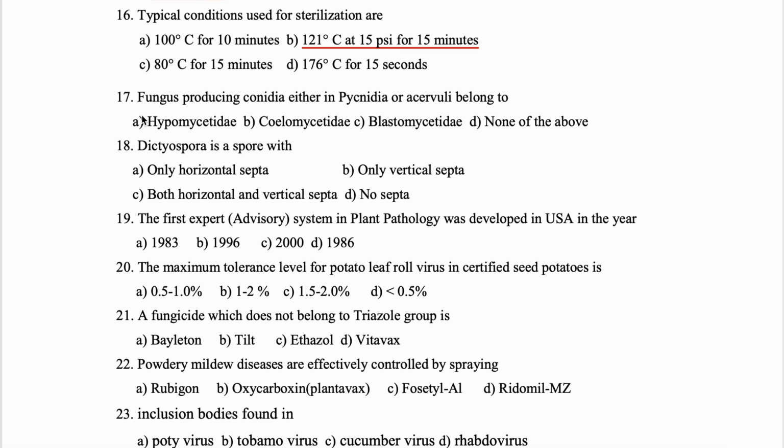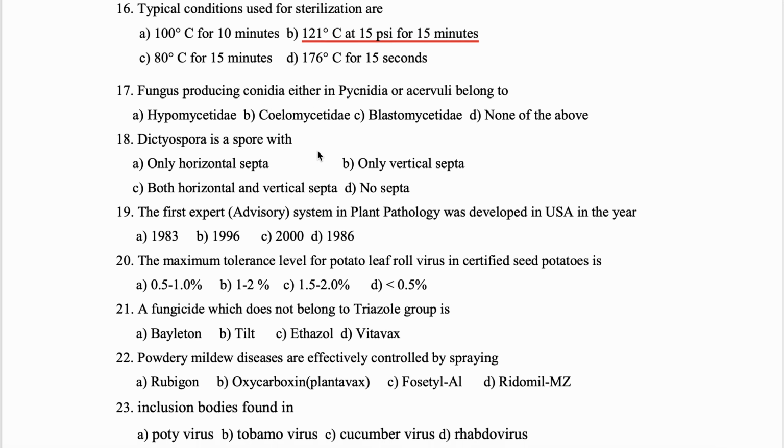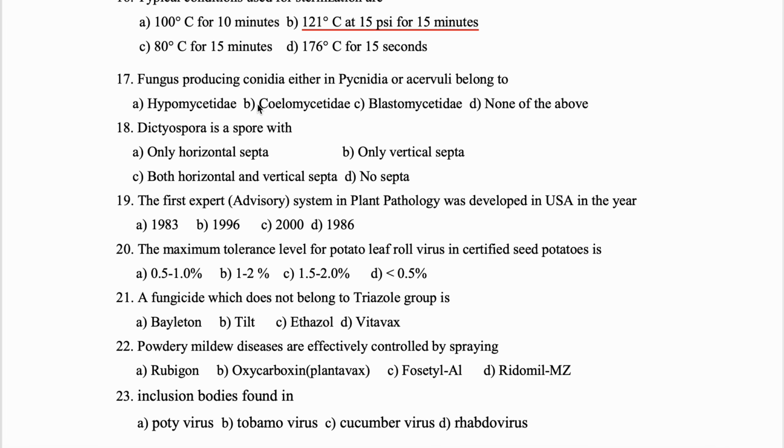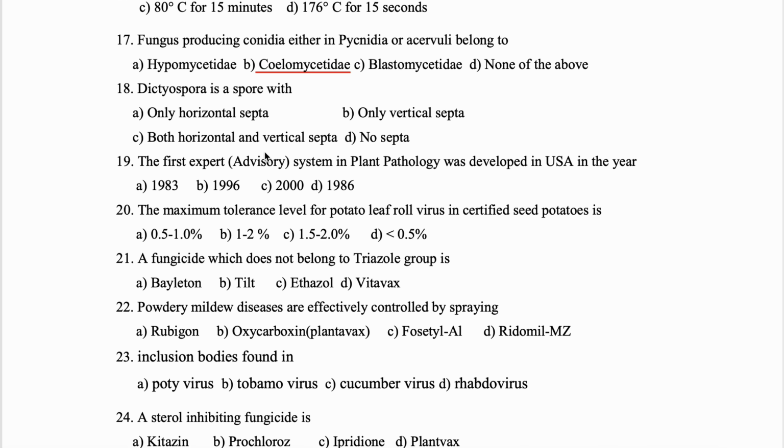Okay. Question 17. Fungus producing conidia either in pycnidia or acervuli. It belongs to which class? It will be Phylomycete. Okay. Question 18. Dictyospore is a spore with both horizontal and vertical septa.